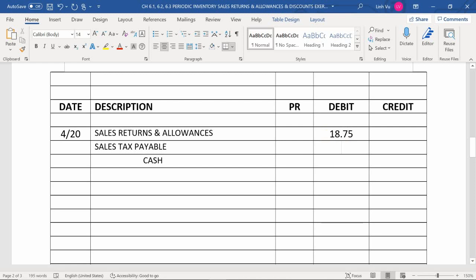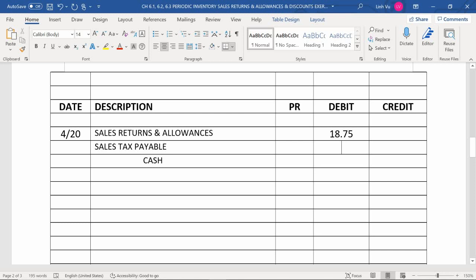Now, of course, because we discounted the sale price and we already charged the sales tax, we have to give that portion of the money back because we're discounting $18.75. So how much tax are we having to give back? $1.55.